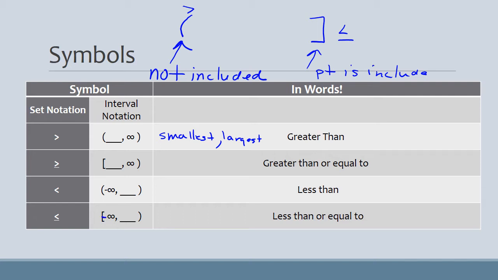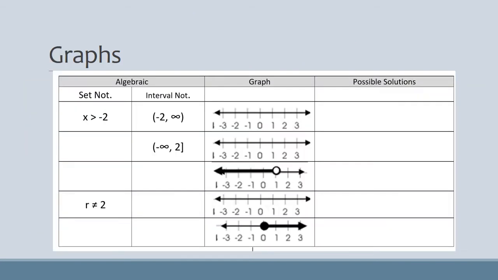It looks like I missed a negative sign here. So when I have this greater than, okay, it means it's going from some point off to positive infinity, and so on and so forth. So let's look at some examples of what that kind of looks like. So I've got some graphs and I've got some notations.